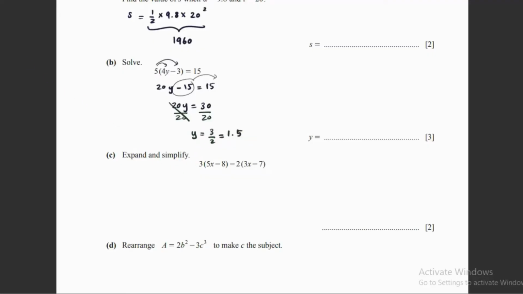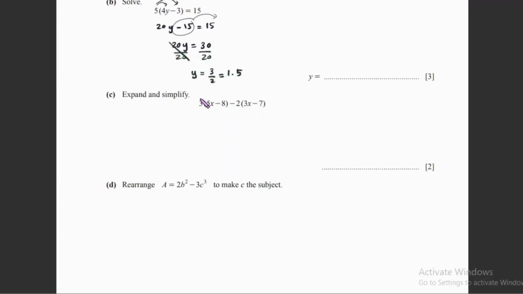In question C, we are supposed to expand the brackets here and simplify. So 3 times 5x will be 15x. 3 times negative 8 is negative 24. Negative 2 times 3x is negative 6x. Negative 2 times negative 7 is positive 14. We will combine the like terms.